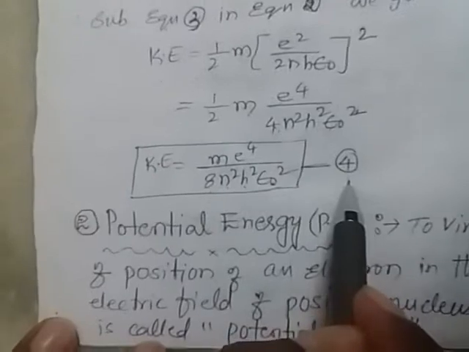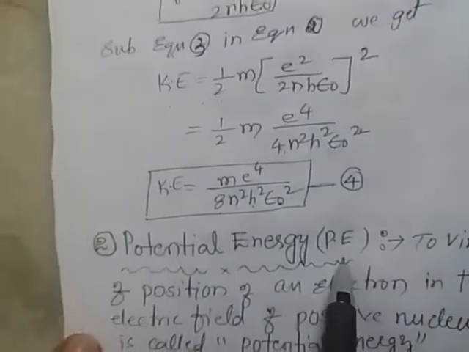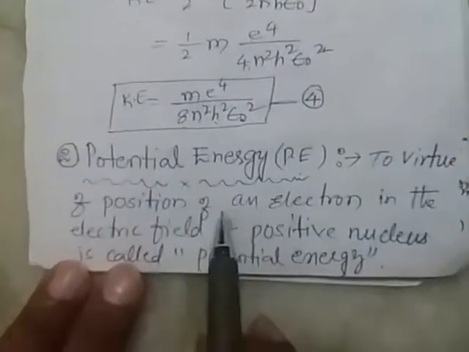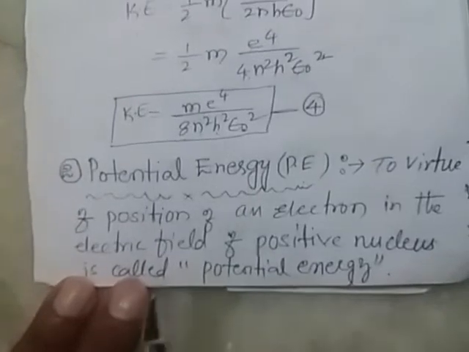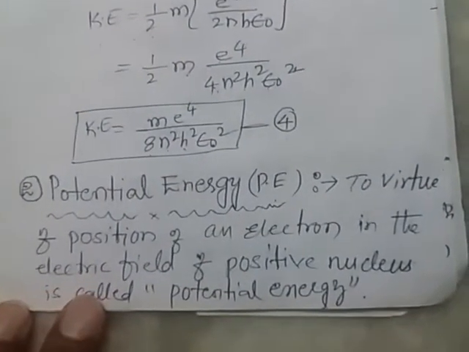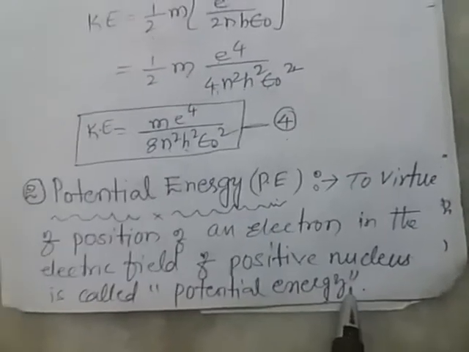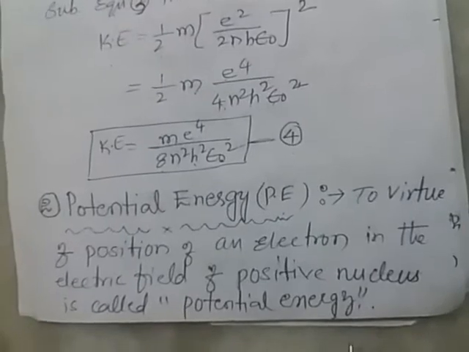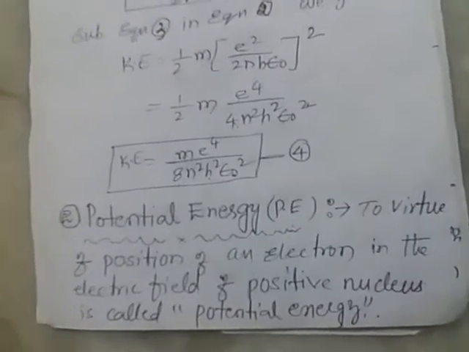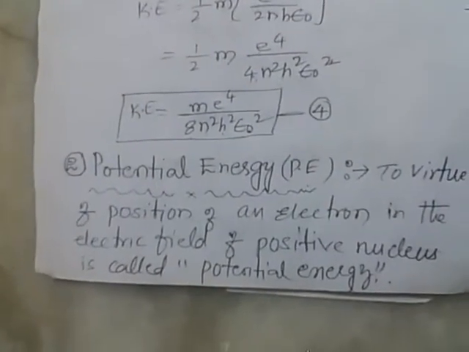Then afterwards what we are going to do next is determine the potential energy of an electron, Pe. The potential energy of an electron can be defined as the energy due to the position of an electron in the electric field of the positive nucleus. What is potential energy? It is the energy an object has by virtue of its position.